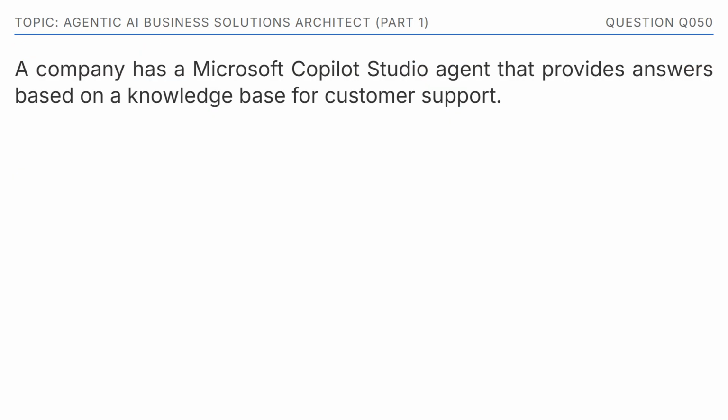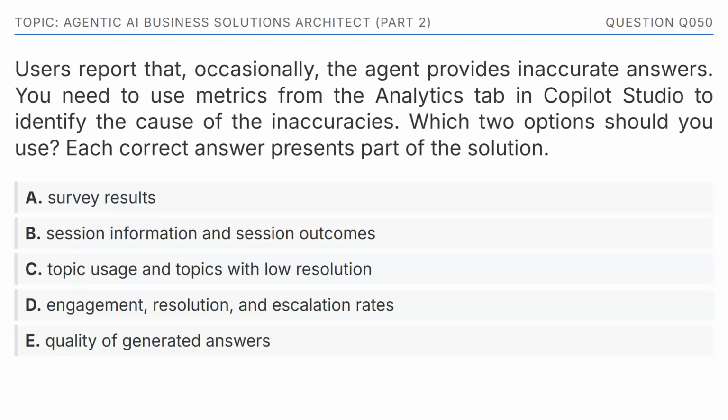A company has a Microsoft Copilot Studio agent that provides answers based on a knowledge base for customer support. Users report that, occasionally, the agent provides inaccurate answers. You need to use metrics from the Analytics tab in Copilot Studio to identify the cause of the inaccuracies. Which two options should you use? Each correct answer presents part of the solution.